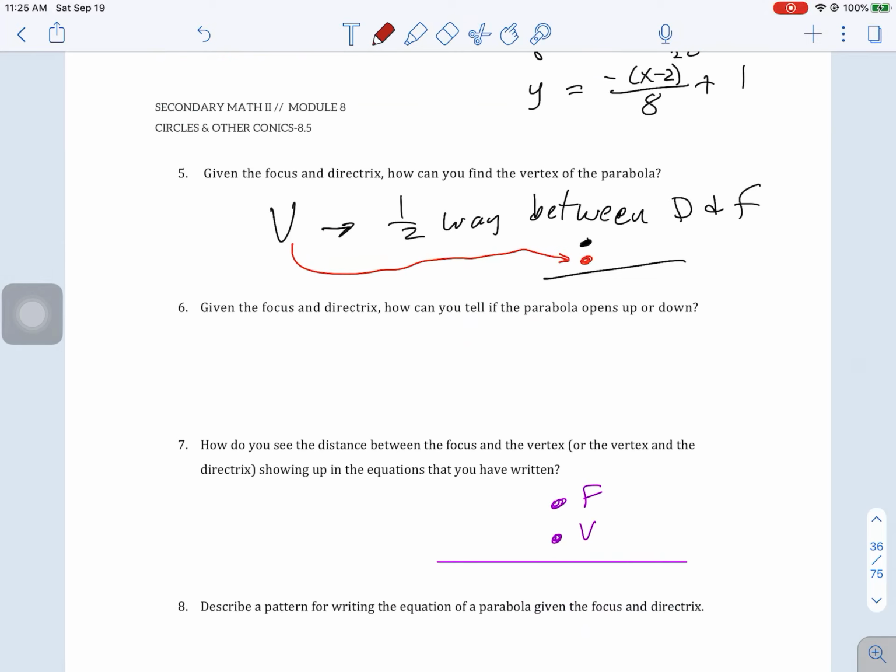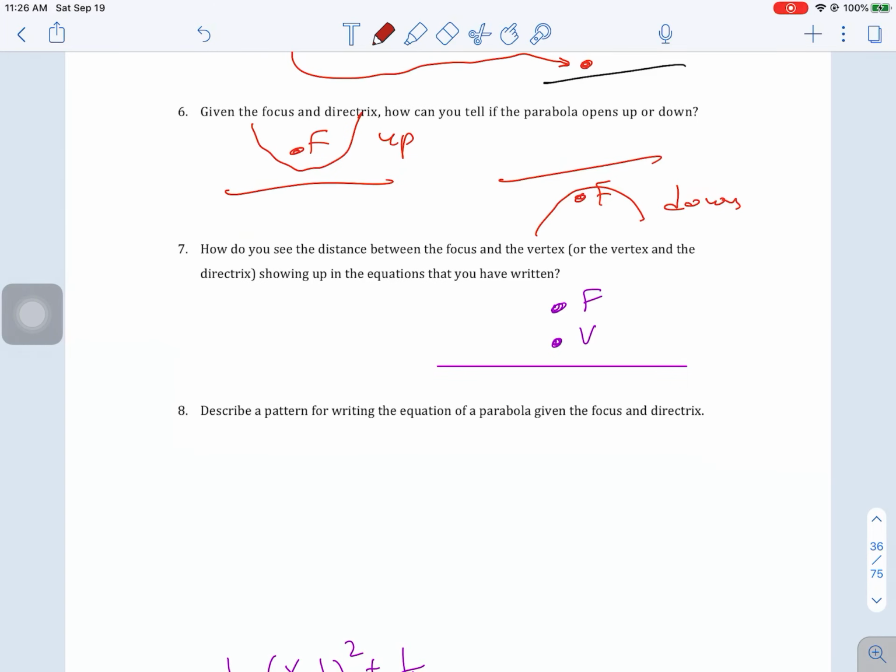Given the focus and the vertex, how can you tell if it opens up or down? Well, say this is the focus and the directrix. This one would open up. And if this is the focus and the directrix, this one would open down. How do you see the distance between the focus and the vertex showing up in the equations? Well, actually, what's pretty cool, this distance here, f minus v, is p, and also from v to there is also p, is another way to look at it.